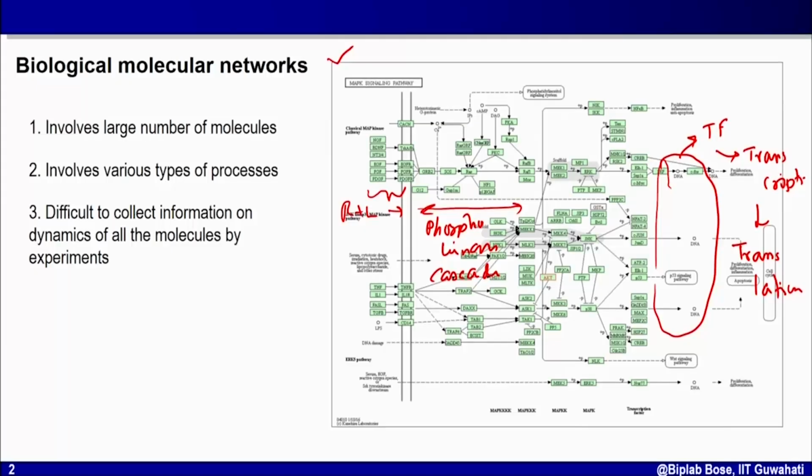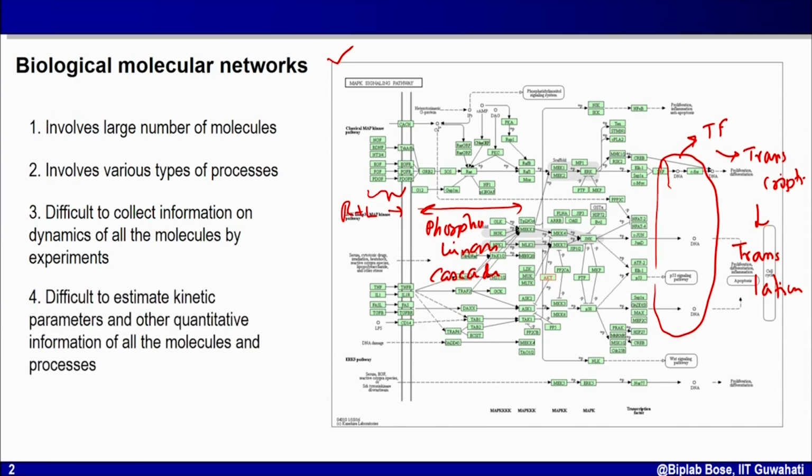It means I want to collect the change in concentration of each molecule with respect to time for all the molecules in this network. So it is very difficult to collect information on the dynamics of all molecules by experiments, and that's very rare actually. Then another important problem, and rather a big obstacle, in creating an ordinary differential equation based model for this type of large network is that you require kinetic parameters.